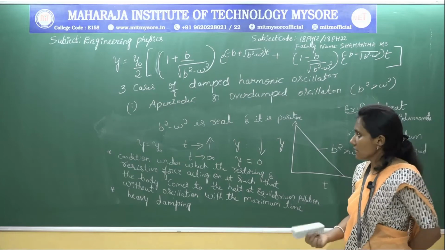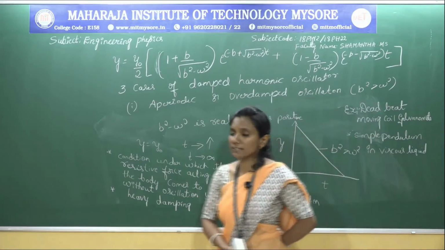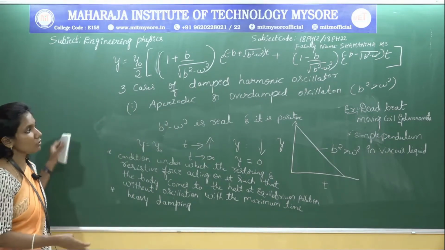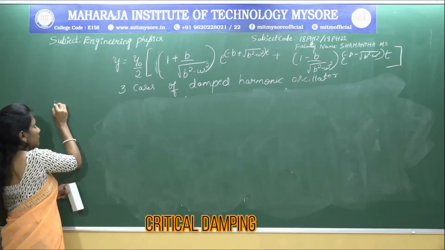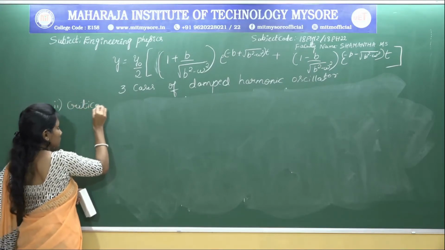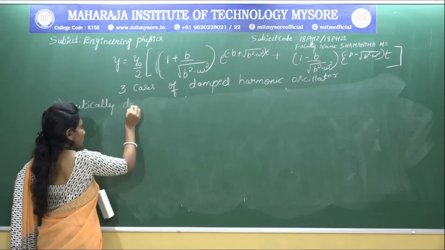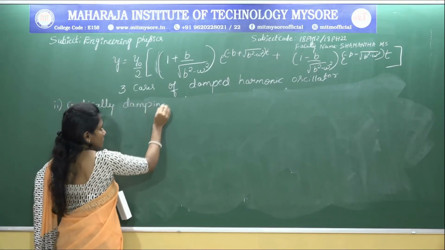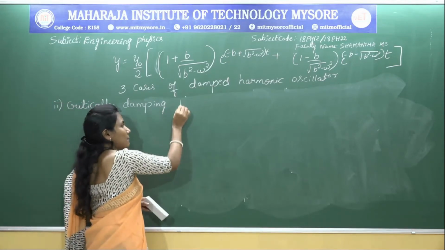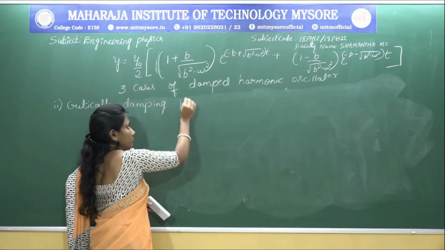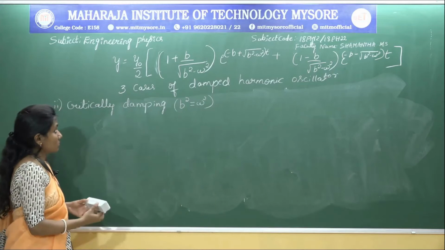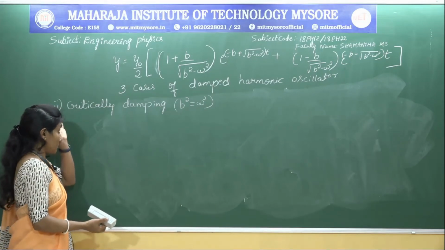So the next case is when the damping is equal to the angular frequency, that is when b is equal to omega. The second one is critical damping. In this, the damping is equal to the angular frequency. So this is the case. What will happen in this critically damped case?